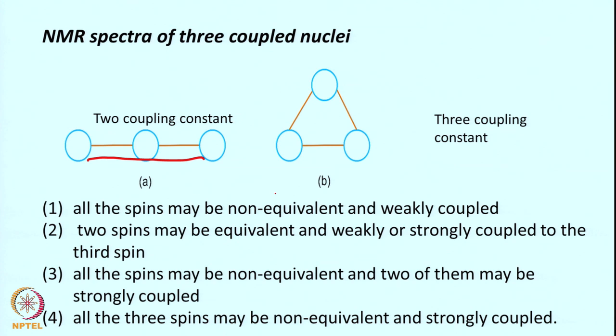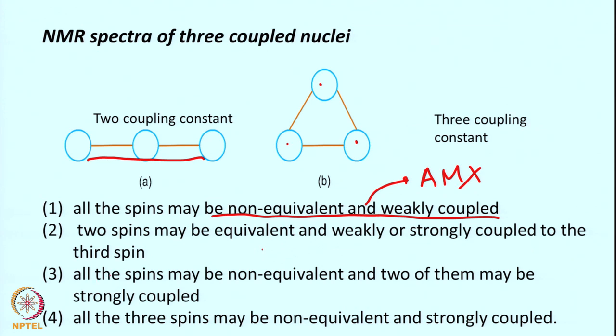The other case will be cyclic, with 3 coupling constants. A will be coupled to B, B is coupled to C and C is coupled to A. So, all are coupled to each other. Now, these two are the possibilities for a 3 spin system. All spins may be non-equivalent and weakly coupled, which we can define as an AMX system, or 2 spins may be equivalent and weakly or strongly coupled to the third spin. So, say these are AB2 kind of system.